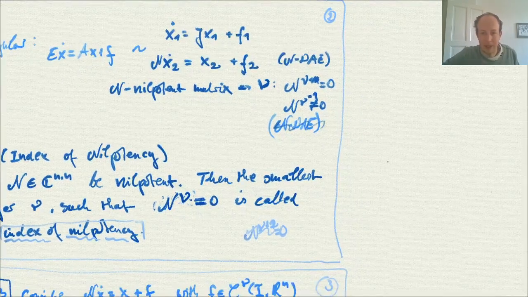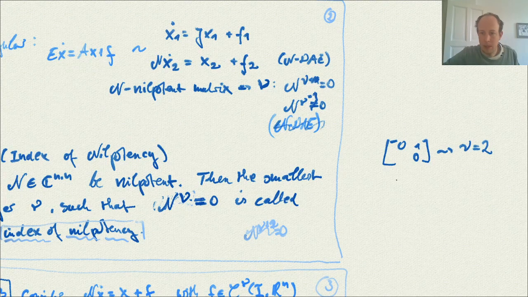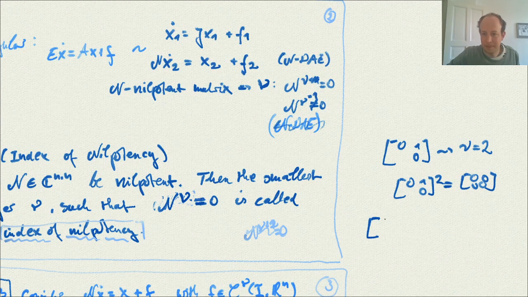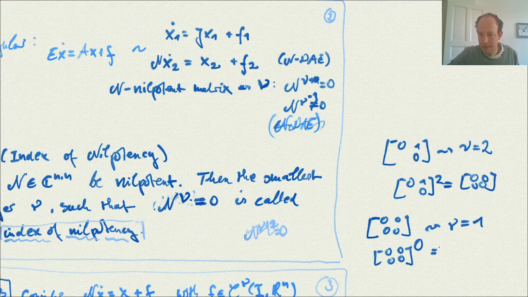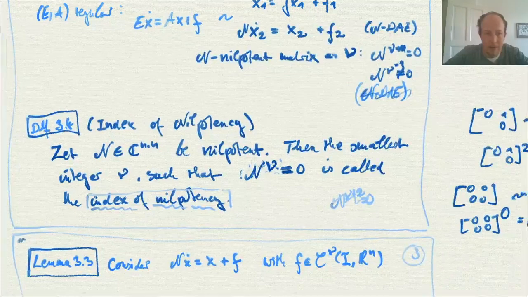And we can go back to the example matrix that we have: the nu is 2, because the matrix with rows (0, 1) and (0, 0) squared is the 0 matrix. And then for the zero matrix, the nu is 1, because by convention the 0 matrix to the power 0 is the identity. Okay, so this is the index of nilpotency.